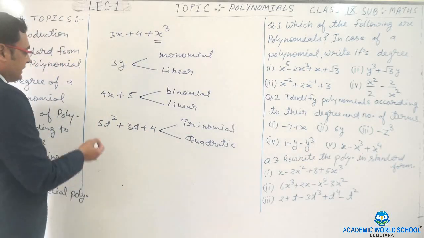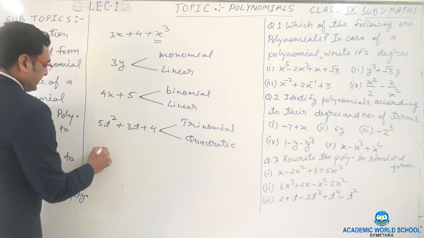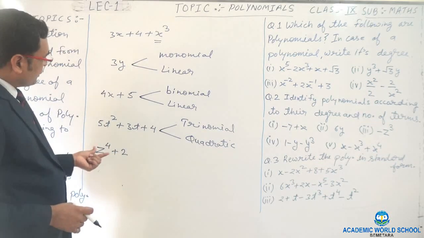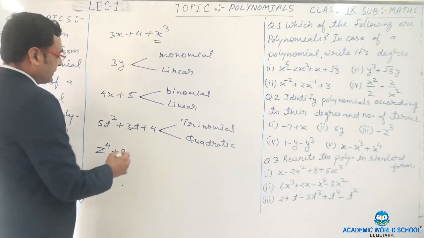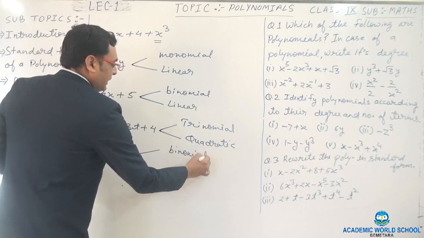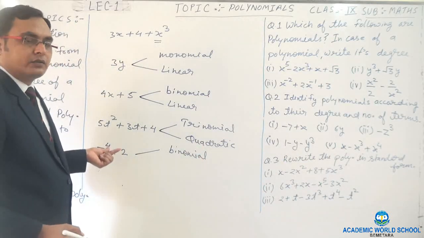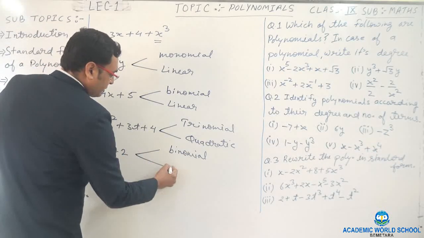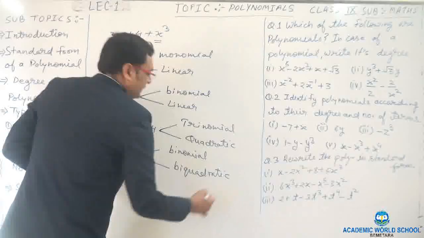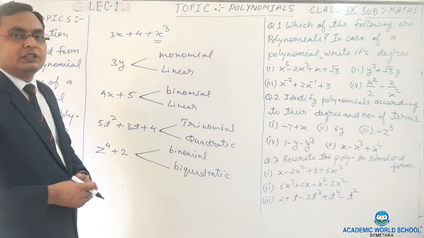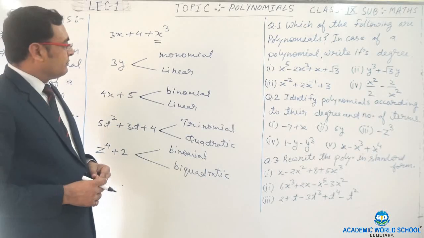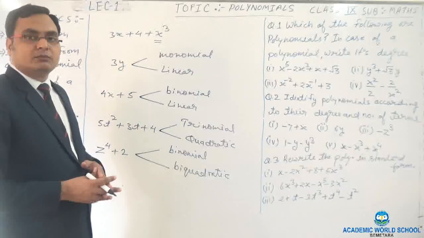Further, if we have a polynomial like this, z to the power 4 plus 2, this polynomial is having only 2 terms. Because it is having only 2 terms, it is a binomial. And the degree of this polynomial is 4. Degree of this polynomial is 4, so it is known as biquadratic. So this is the division of the polynomials on the basis of their number of terms and on the basis of the degree of the polynomial.